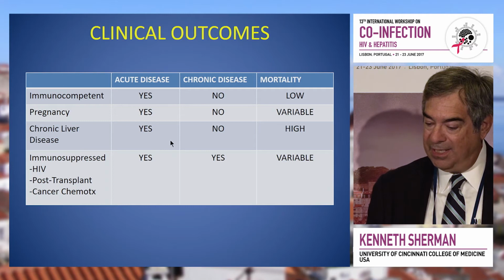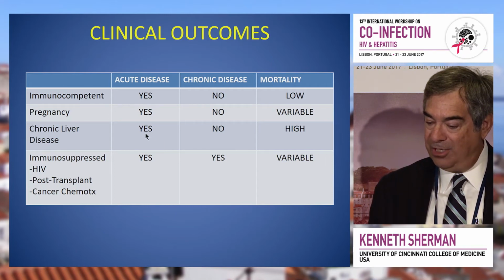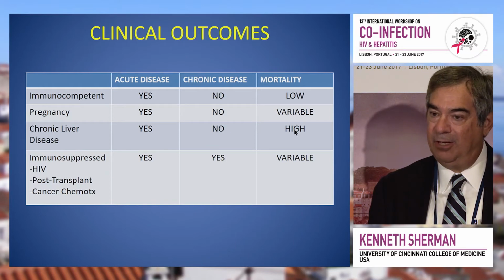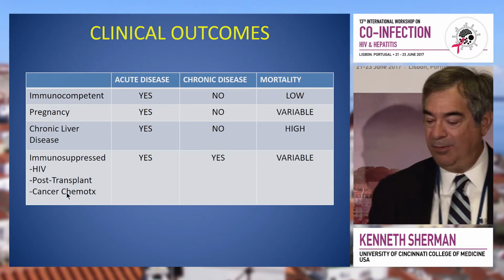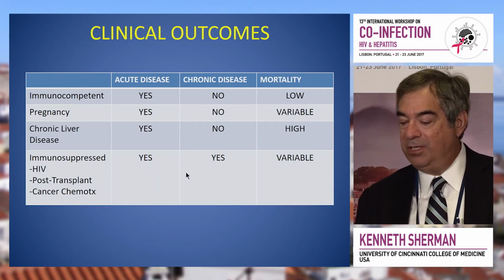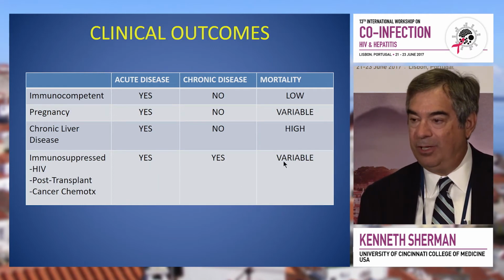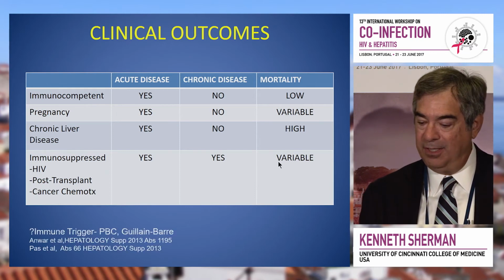Chronic liver disease patients get acute disease. So far in those, we have not seen chronic disease, but the mortality rate is very high in acute on chronic, as in the patient I described. And then in the immunosuppressed patients, which include those with HIV, but also post-transplant patients and patients undergoing cancer chemotherapy, there is both acute disease and chronic disease, with variable levels of mortality described.